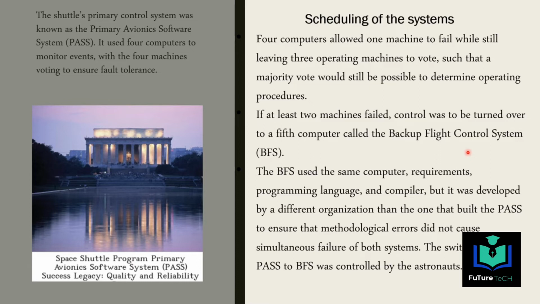So keep in mind there are two main systems. What are they? PASS as well as BFS. PASS is given to four computers to check the fault tolerance. And the fifth computer, called the backup flight control system, will take charge when any two of the four computers fail. So that is the suggestion made for monitoring the fault tolerance in the space shuttle system.